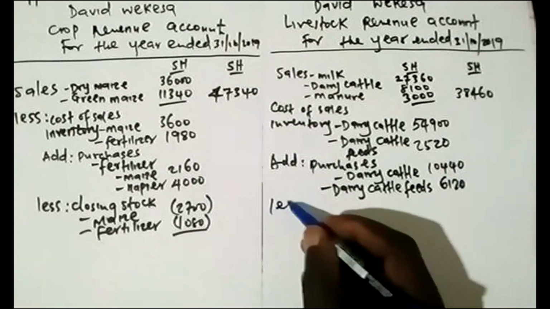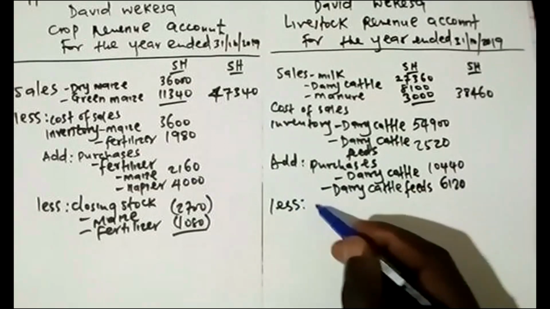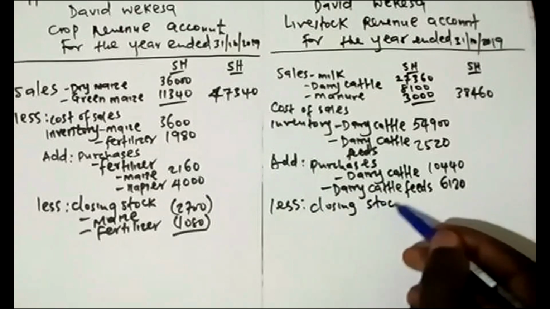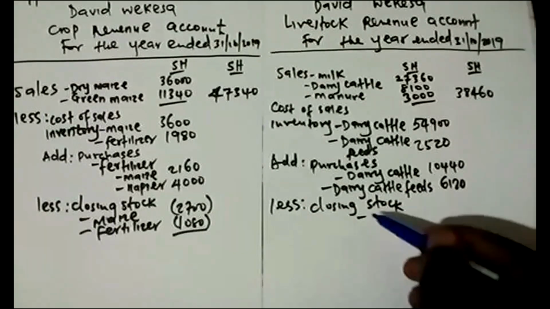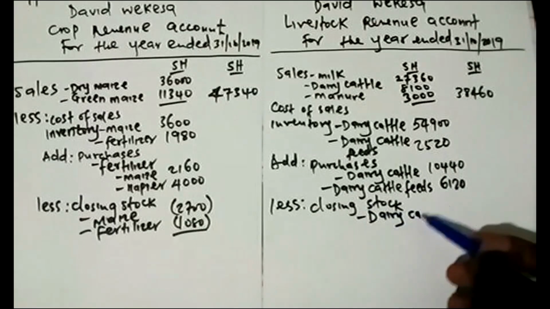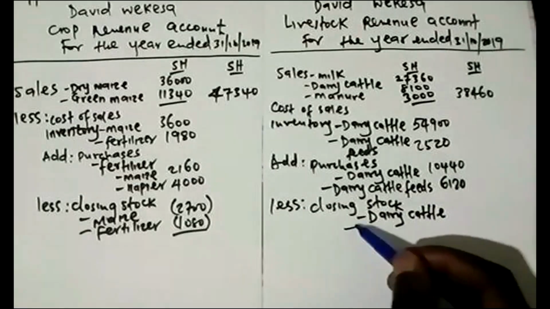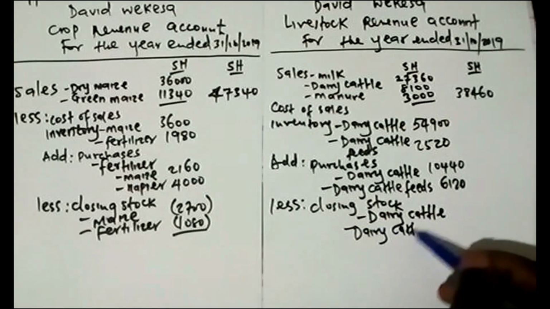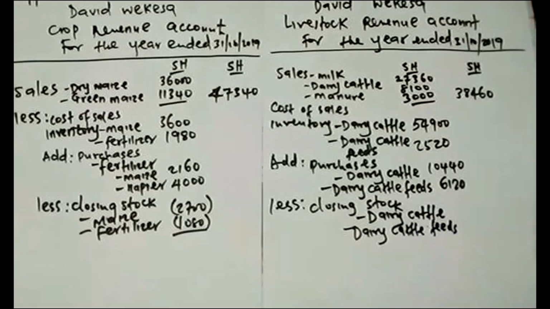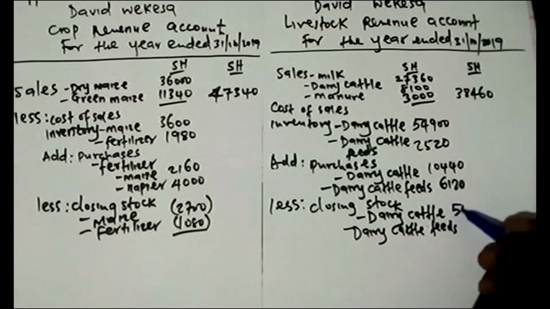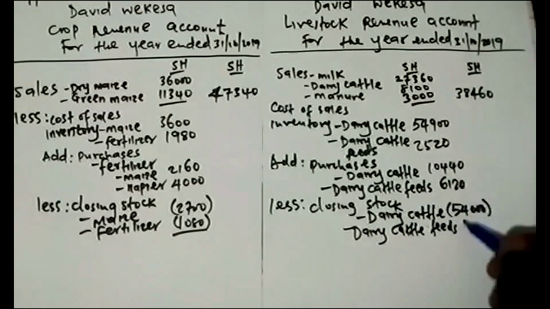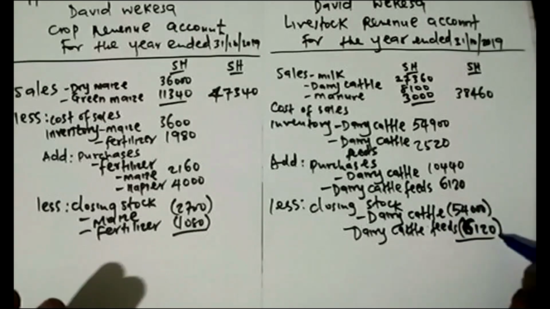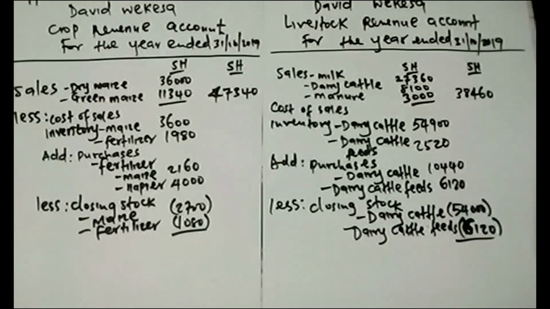Then finally I have to check additional information number 1 and raise the relevant closing stock, and subtract the relevant closing stock. In additional information number 1, again you can check, there is dairy cattle and there is dairy cattle feeds. So dairy cattle is 54,000 and the next one is 6120. So you can add.